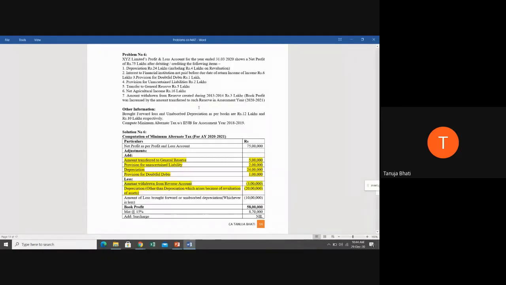Next, other information is brought forward loss and unabsorbed depreciation. Brought forward loss is 12 lakhs, unabsorbed depreciation is 10 lakhs. So we are going to minus it. But what amount are you going to minus? 12 lakhs or 10 lakhs? 10 lakh, ma'am. Unabsorbed depreciation, whichever is less. So 10 lakhs. Now, whatever we discussed in the entire problem, we have just put it in the format.